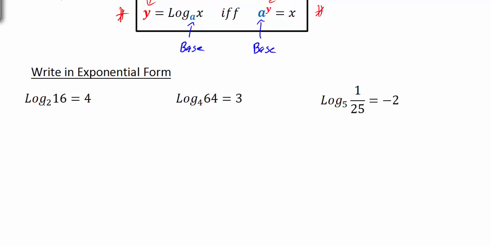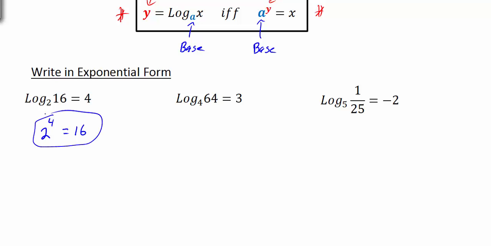So let's look at an example of this. Here we have log base 2 of 16 equals 4, and we want to write this in exponential form. That means we have base a raised to the exponent equals x. In this problem, log base 2, so 2 is the base. And remember, when we take log base 2 of 16, the 4 is the exponent. So we're saying 2 to the 4th power equals 16. And we know that's true: 2 times 2 is 4, times 2 is 8, times 2 is 16. So here we have our exponential form.